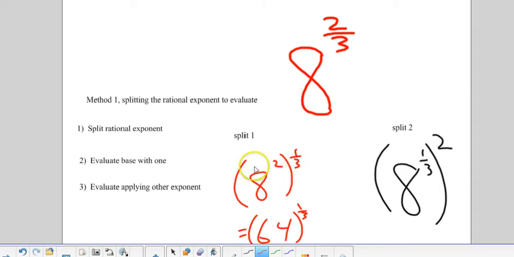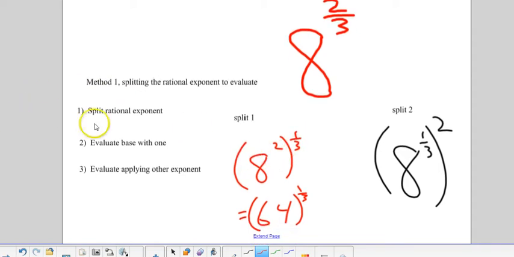So I could write it like this. And then take 8 to the 2nd to the 1/3. 8 to the 2nd, evaluate the base with 1 exponent, so that would be 64, and then apply the other one. 64 to the 1/3 means the cube root of 64, which is 4. The other way to split it would be 2/3 split into 1/3 times 2. And 1/3, or the cube root of 8, is 2, and 2 squared is 4. So either way, we would end up with 4 here. So this is one method, is to take the rational and split it into 2.